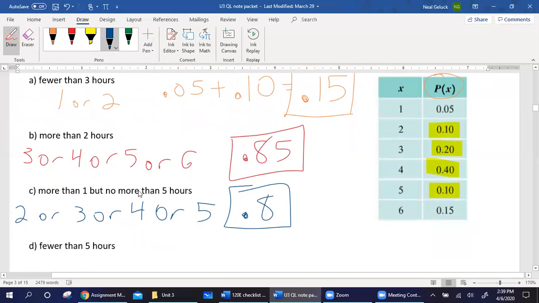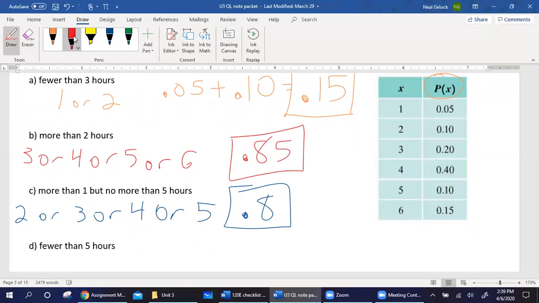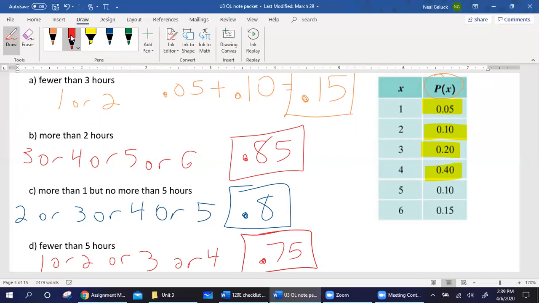And for the last one, fewer than 5 hours. So fewer than 5 hours could be 1 or 2 or 3 or 4. So I'm going to add all of those probabilities up, which would equal 0.75 or 75% chance. Okay, that does it for 11.2 notes.